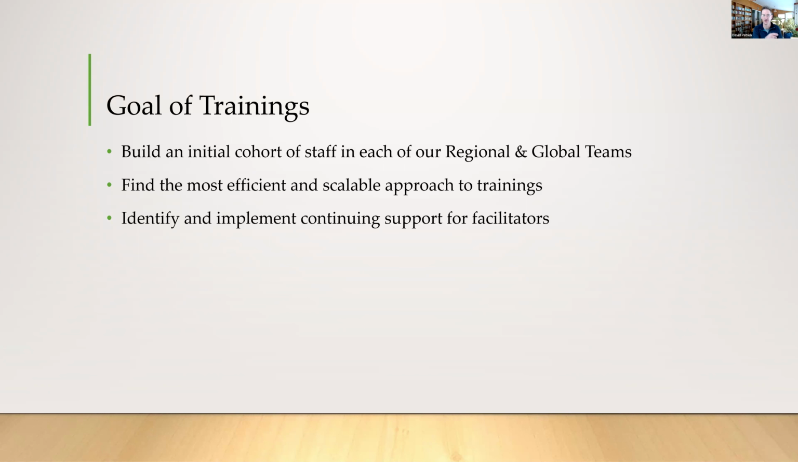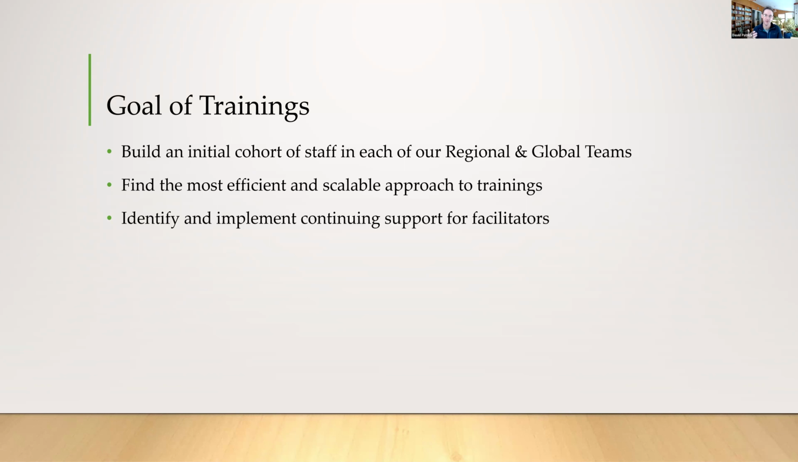And we work with the regional and global teams to figure out who we should train, so where would they need to be in the hierarchy in order to support teams within the region or the global team in using our modules. And we now have 90 staff signed up for trainings. We've been going through trainings, and many of those facilitators are now trained in using these modules.